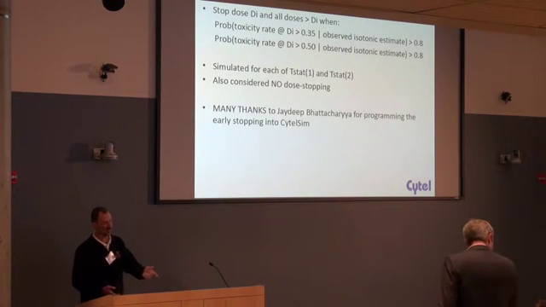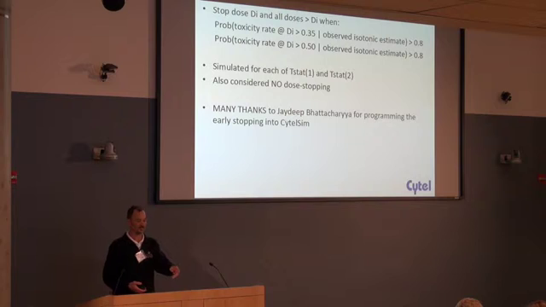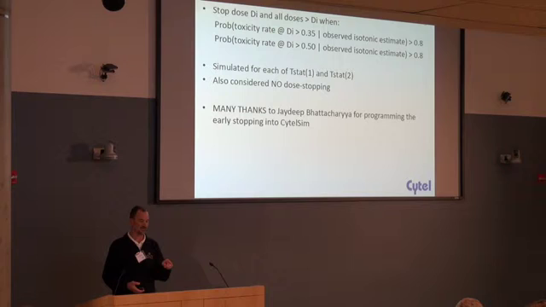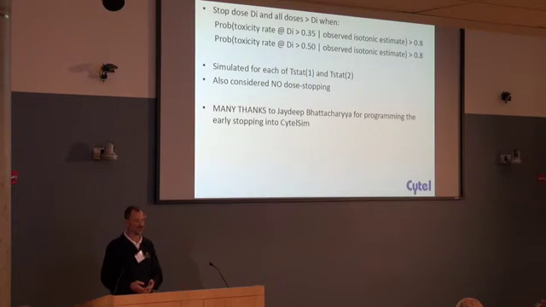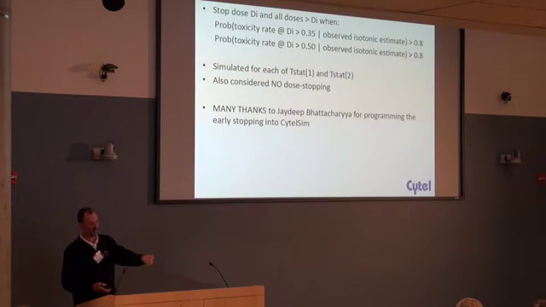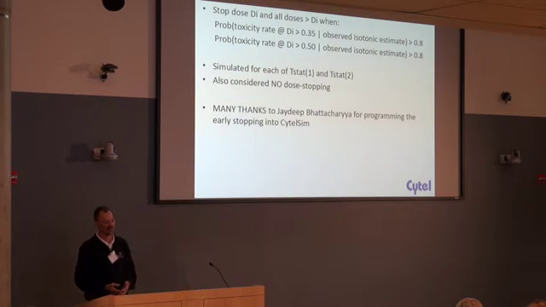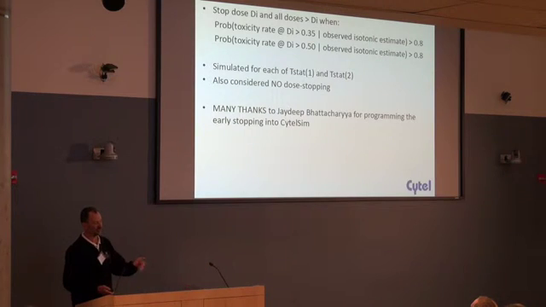So Jaydeep Bhattacharya is a software engineer at Cytel. He's kind enough to implement that. And so I used these 2 dose exclusion rules. If the probability that the toxicity rate at a given dose exceeded 0.35 was greater than 0.8, I excluded the dose and never went above it. And then I did it a second way where I looked at the probability that it exceeds 0.5, and that had to be high to exclude it. And those original 2 designs were the no stopping.